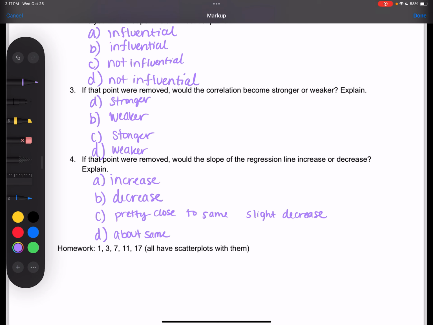All right, your homework problems are at the bottom. They all have a scatter plot with them, so I was going to type the questions, and I was like, you're going to need your book either way, so I had other things that were more important to do. And alas, there we are. Number 11 will be like what you just did. 17 is very similar to 18. So I tried to pick ones that are similar to what we did.